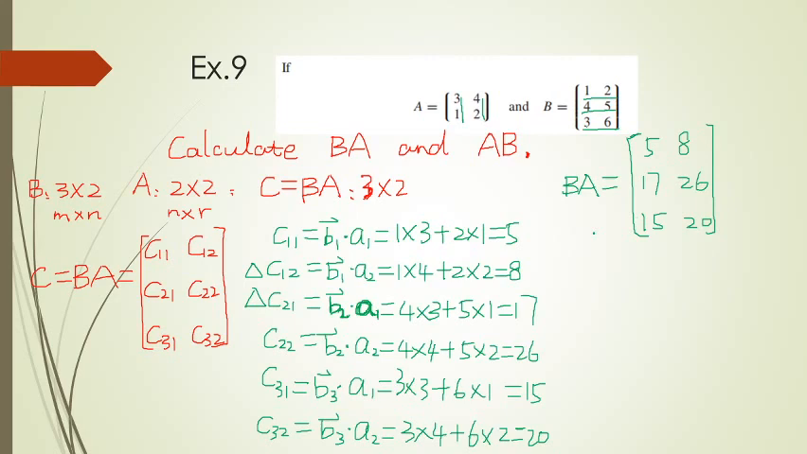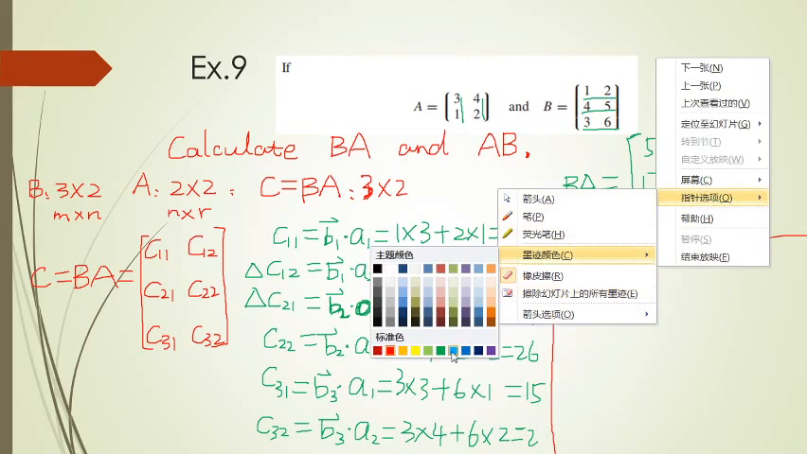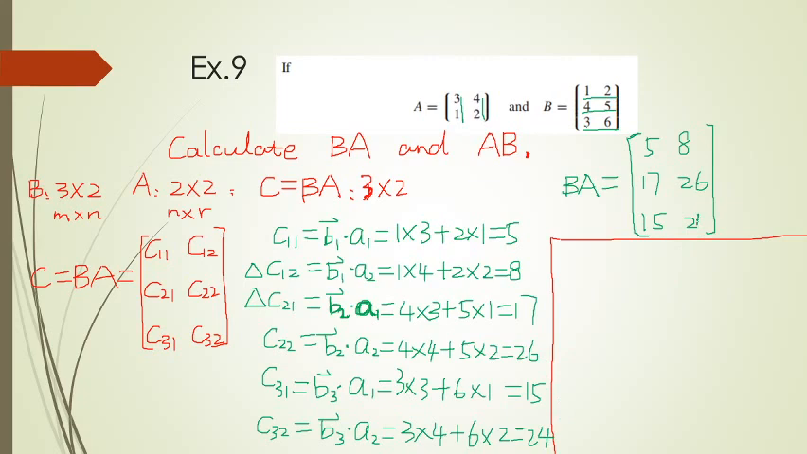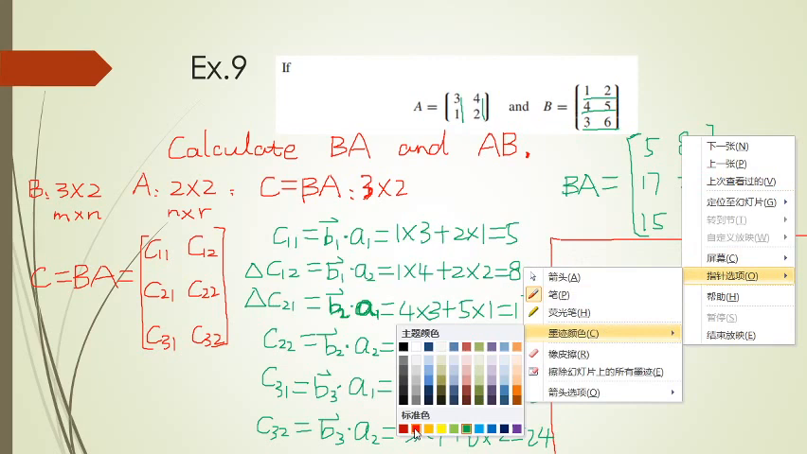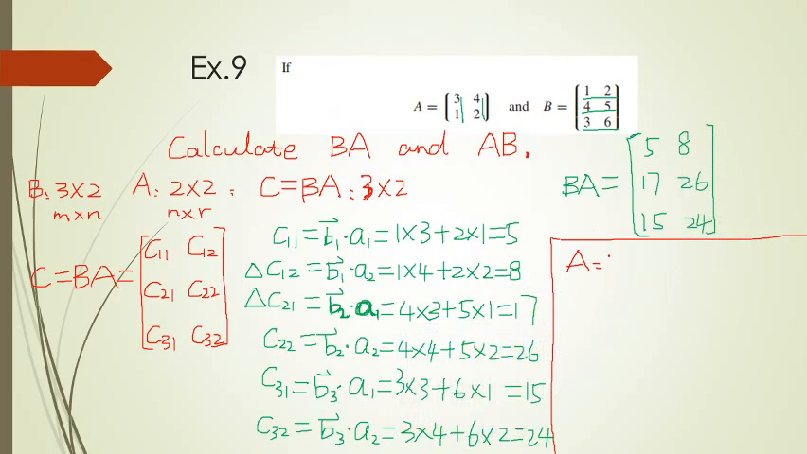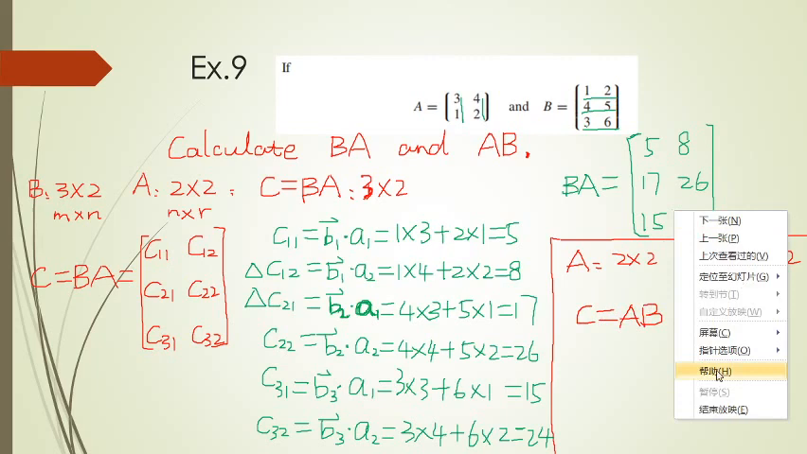Now let's check A times B. For A times B, the format for A is 2 by 2, B is 3 by 2. Right? Now, C equals A times B. Let's check the matrix format.